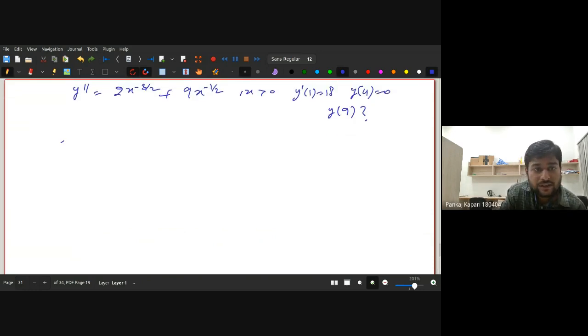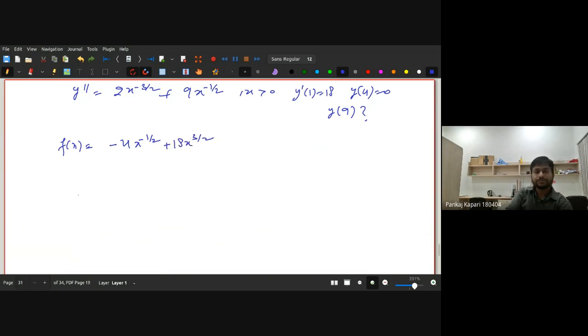Let's consider the function f of x. We are finding some function whose derivative is equal to y double prime. First we will go one step before, so we will guess a function so that its derivative becomes this y double prime. So consider the function minus 4 x to the power minus half plus 18 x to the power half.